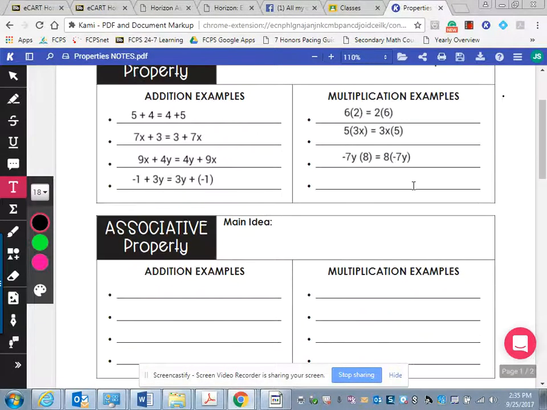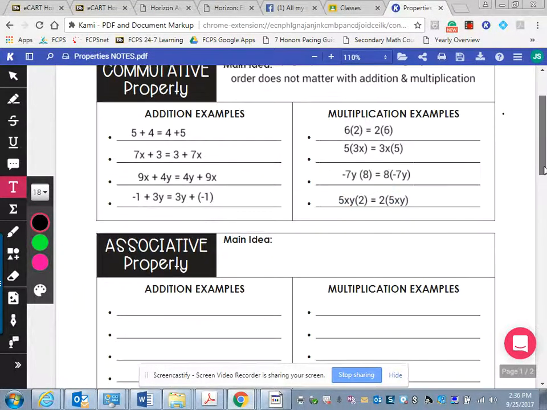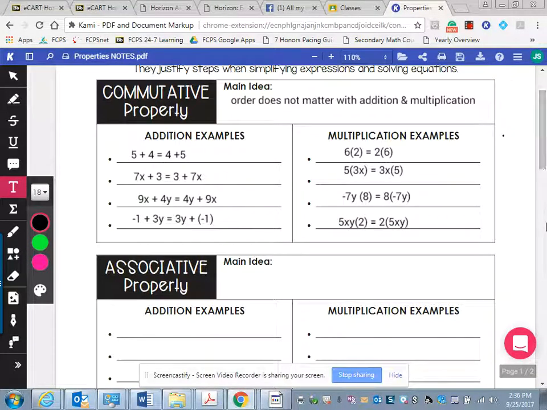And last but certainly not least, let's do one more. 5xy times 2 would give us the same answer as 2 times 5xy. Okay? Remember, with commutative property, order does not matter. Got to remember, order does not matter.